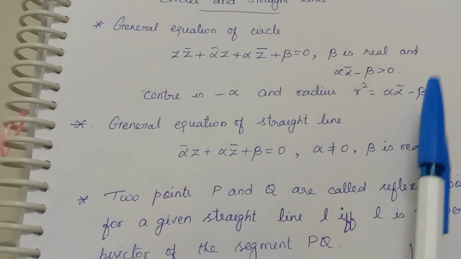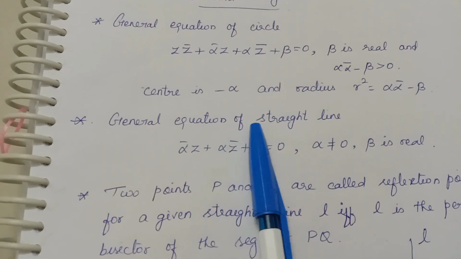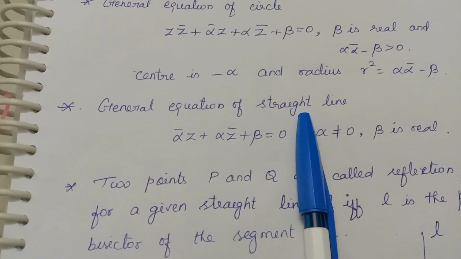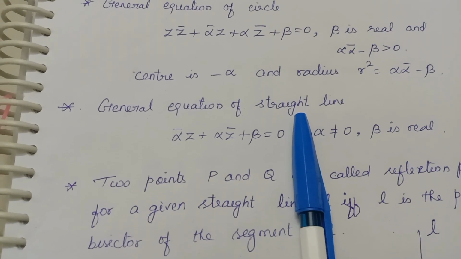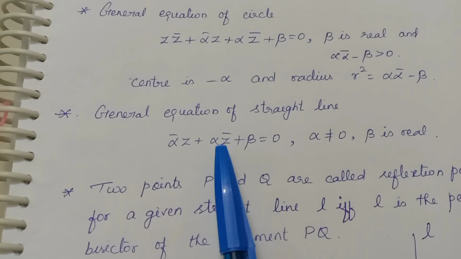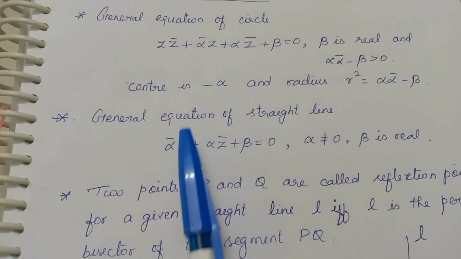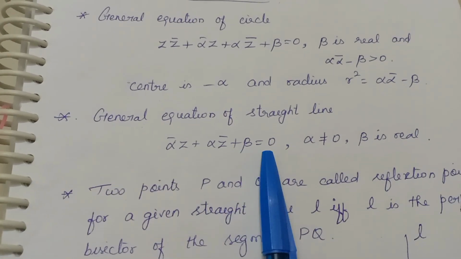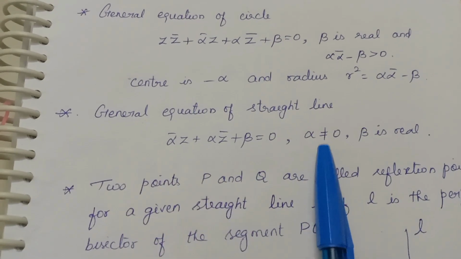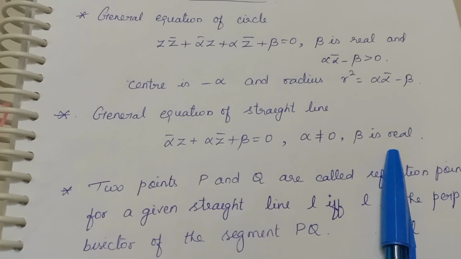minus beta, right? And similarly, for the equation of a straight line, in coordinate geometry, the equation of a straight line is given by y equal to mx plus c, no? So it's a first degree equation. In the same way, here the straight line equation is given by alpha bar z plus alpha z bar plus beta equal to 0. Okay, here alpha is not equal to 0 and beta is a real number.